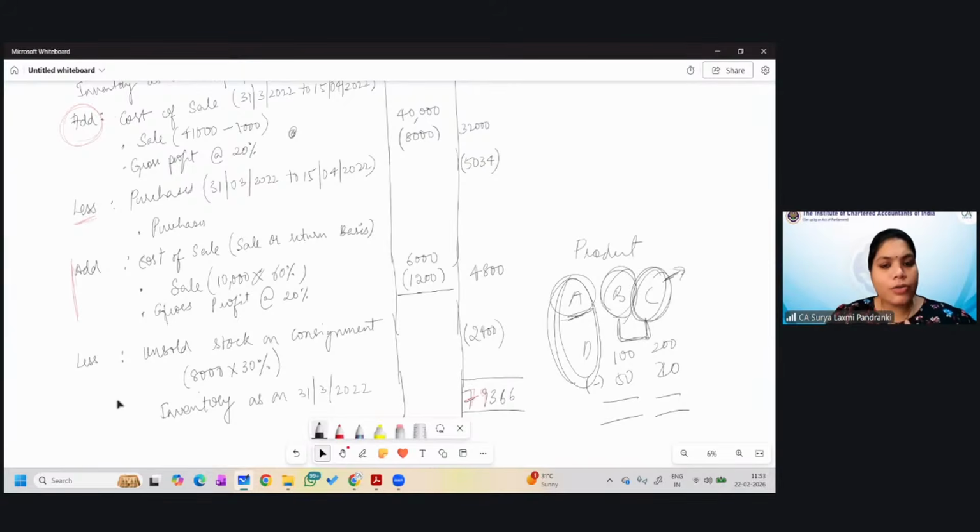Unsold means it is not sold to the customers. But can we include it in our stock? It is not our stock, no? It is someone else's stock. That is why we are removing it. Since it is consignment, we are removing it. It is not because it is unsold that we are removing it. It is because it is consignment stock, which is not our stock but is added to our stock when doing the physical counting. So we have to remove it.